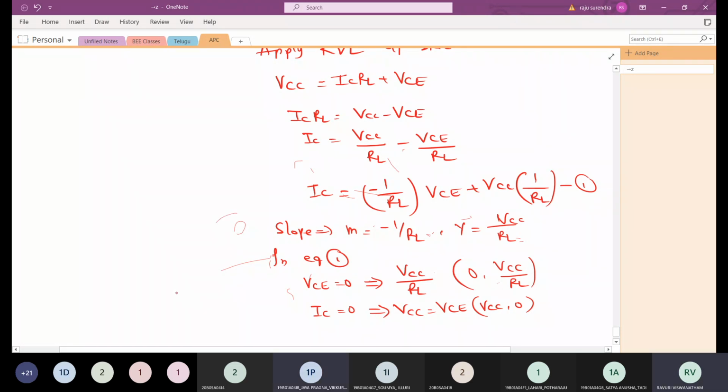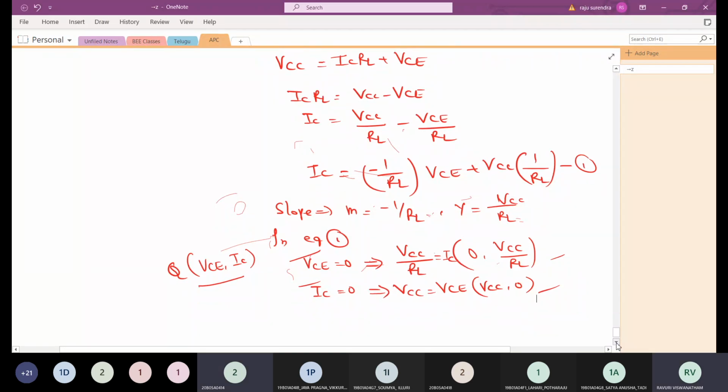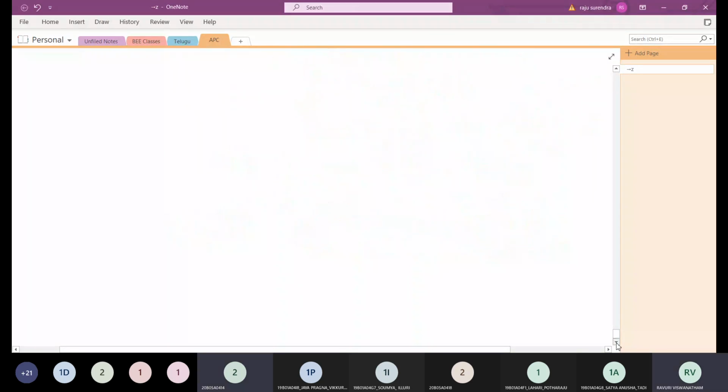The Q point is nothing but VCE comma IC. With respect to this, we have made VCE as 0 and IC as 0, then we found out the points. All of you understood? Okay. And now we have to calculate IBQ, the IB with respect to the Q point.